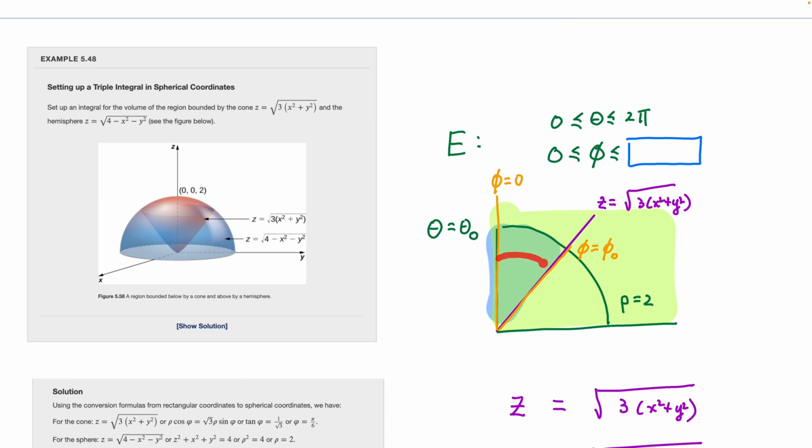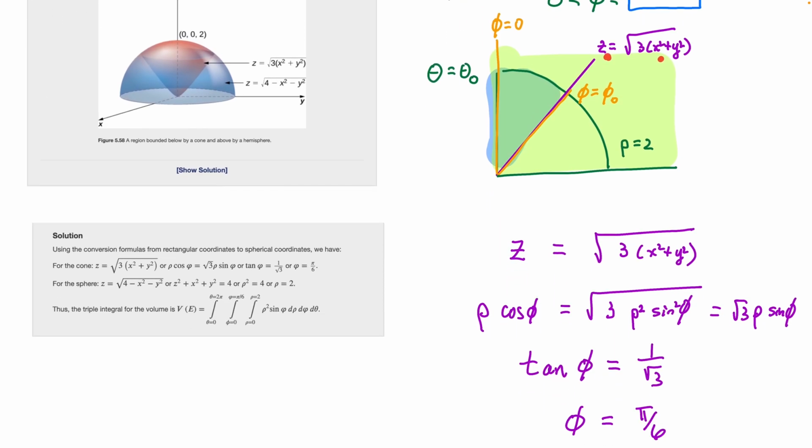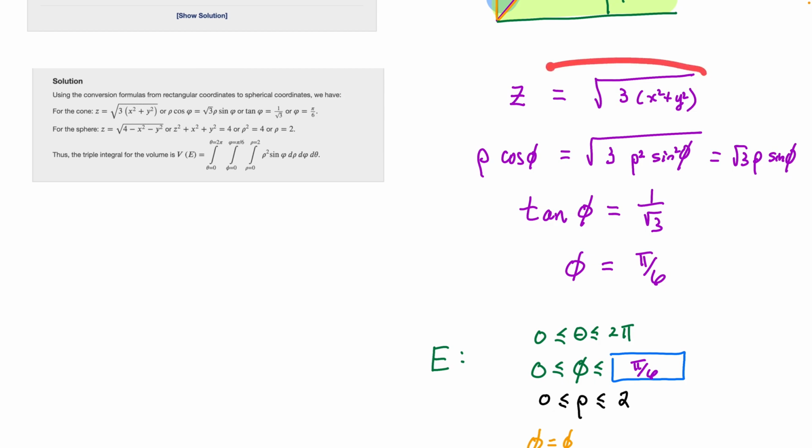Since phi is going to open up until we get to that red cone, let's take the equation for that red cone and change it from rectangular coordinates into spherical coordinates. So here's the equation of the surface, which is the cone. Change out z, change out x squared plus y squared, which is r squared. Do a little bit of algebra, apply the radical. And then sine phi over cosine phi is tan phi. The rhos cancel out. We want to bring the root 3 to the other side. So we get 1 over root 3 as tan phi.